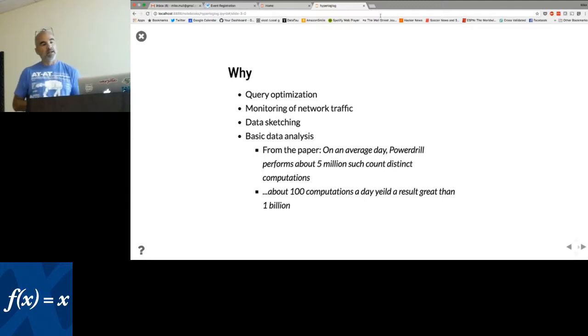Another place where this is pretty common now is in monitoring of network traffic. It's even built into the hardware of certain routers now. The idea there being that if you see a strange change in the number of unique things coming into your network or going out of your network, it may indicate some sort of anomaly, like a DDoS attack or something like that.